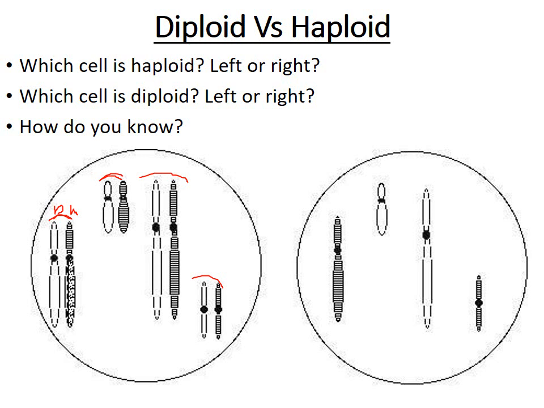There's two of each type, two of each length, let's just say. Whereas here, there's only one of this one, one of this one, one of this one, one of this one. They're not paired up. There's only one set. So this would be haploid. The cell on the right's haploid, and the cell on the left is considered diploid. And my explanation was sufficient to explain how I knew that.